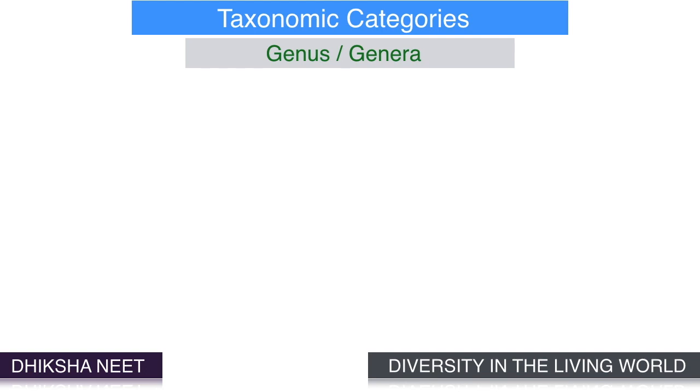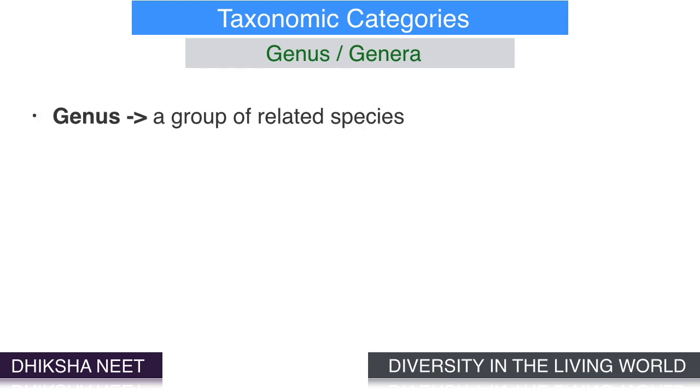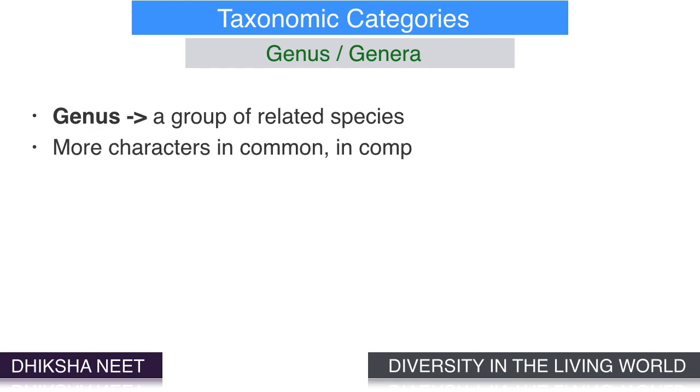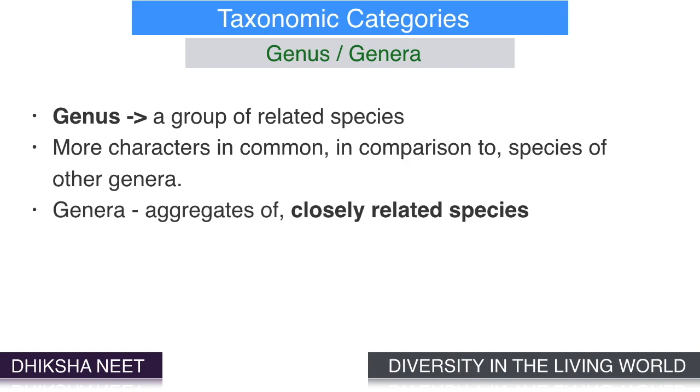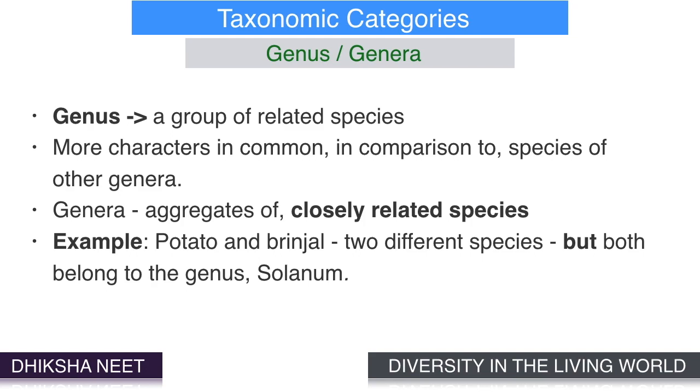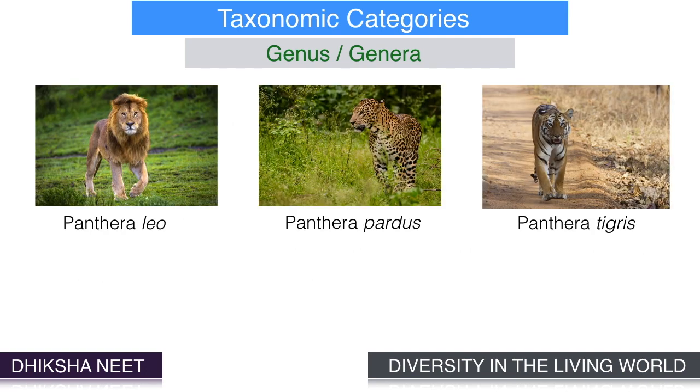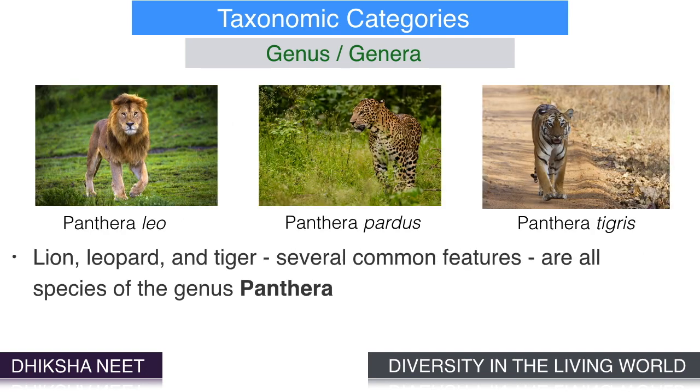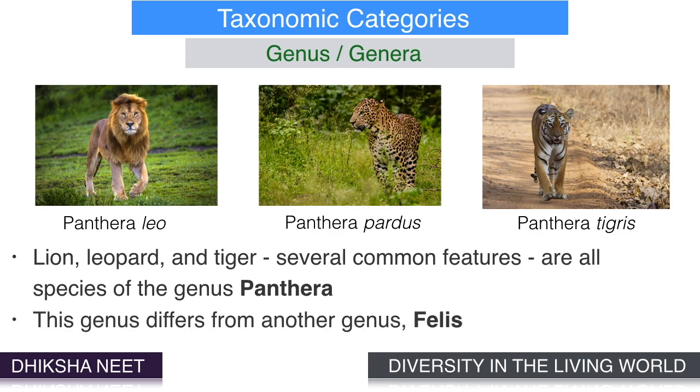Taxonomic category genus. Genus comprises a group of related species, which has more characters in common, in comparison to species of other genera. We can say that genera are aggregates of closely related species. For example, potato and brinjal are 2 different species, but both belong to the genus Solanum. Lion, Panthera leo, leopard, Panthera pardus, and tiger, Panthera tigris, with several common features, are all species of the genus Panthera. This genus differs from another genus, Felis, which includes cats.